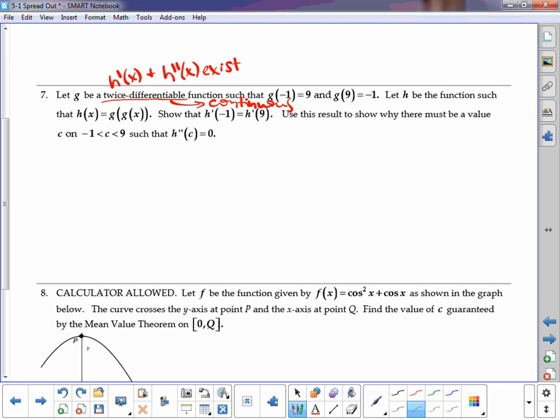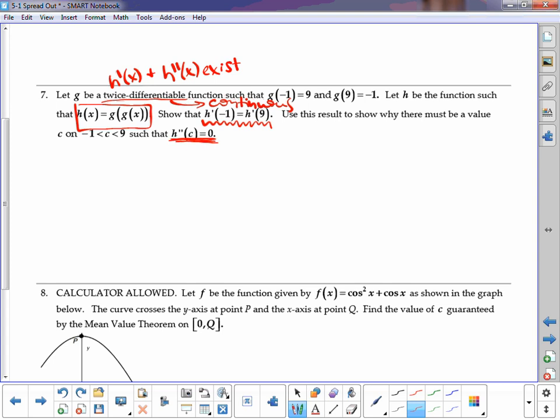And they give us that g of -1 is 9 and g of 9 is -1. Let h be the function such that h is made up of a composition using just g of x. And they want us to show that h prime of -1 equals h prime of 9. And then use this result to show why there must be a value such that h double prime is 0.